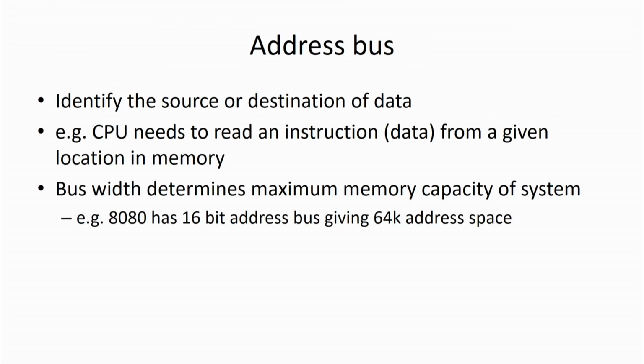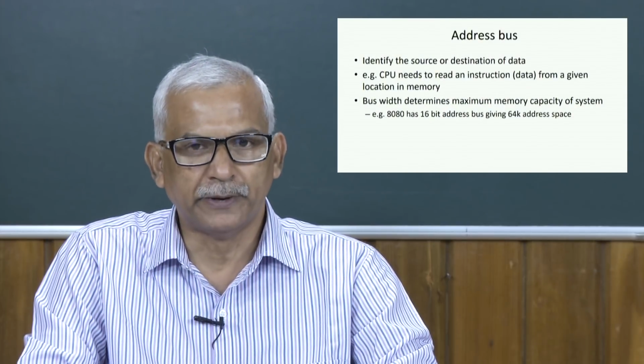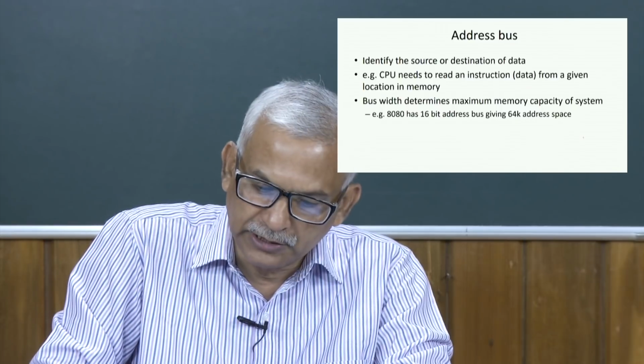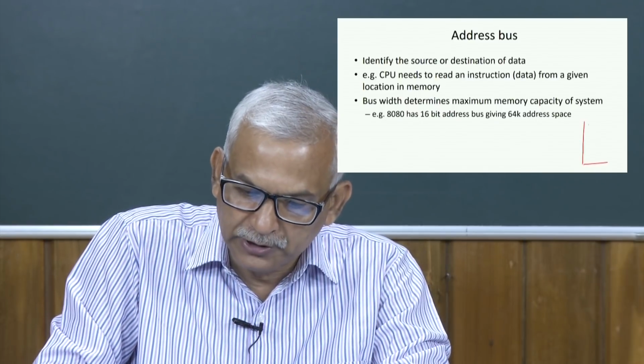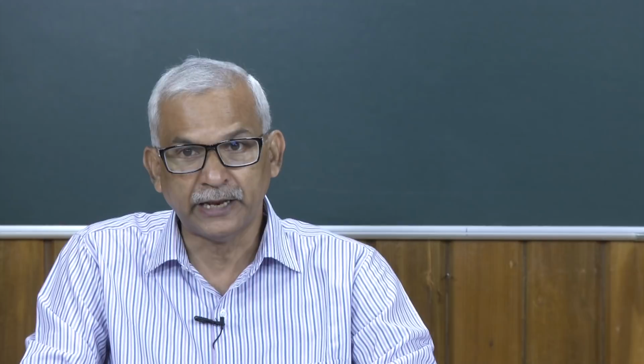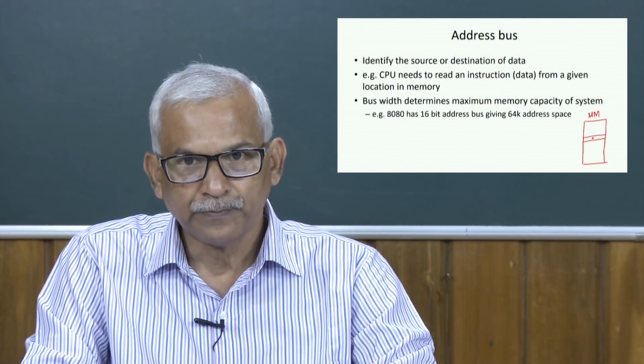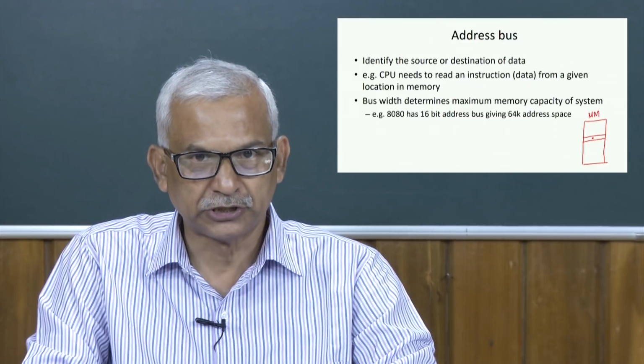There is another bus we call the address bus. This address bus basically identifies the source or destination of data. So, basically what will happen? I am saying that we are keeping our information in main memory. So, this is a memory location, and I have already mentioned that to go to a particular memory location, we must identify that particular memory location. And how are we going to identify it? It is with the help of an address.